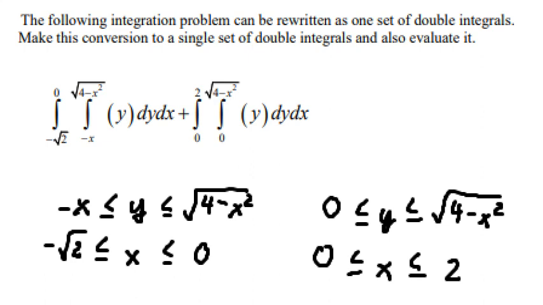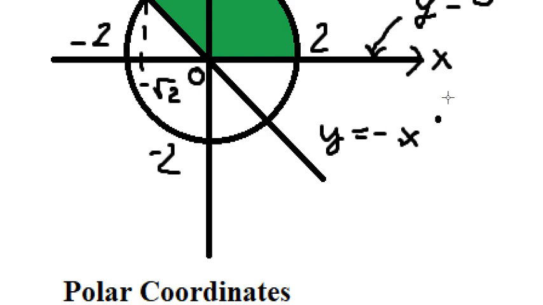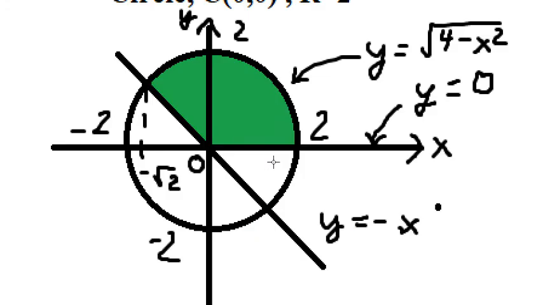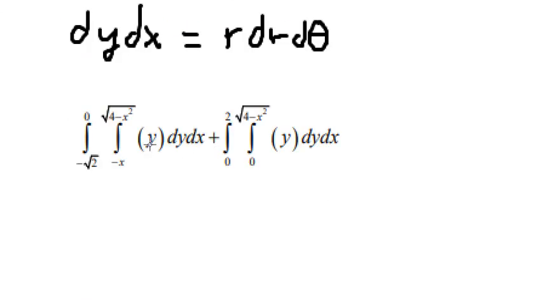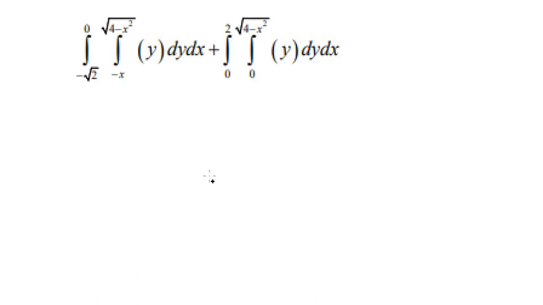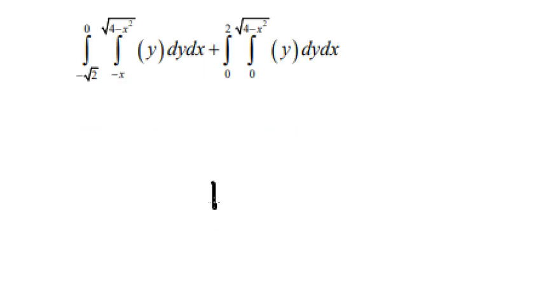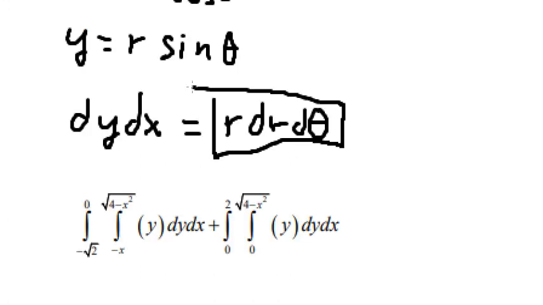Now we look carefully about this one. So we want to combine two double integrals together, so we can use about polar coordinates. We see that we have same y, we have same dy dx. Now we combine two things together. So about y we change by r sine theta, dy dx we change by r dr d theta.